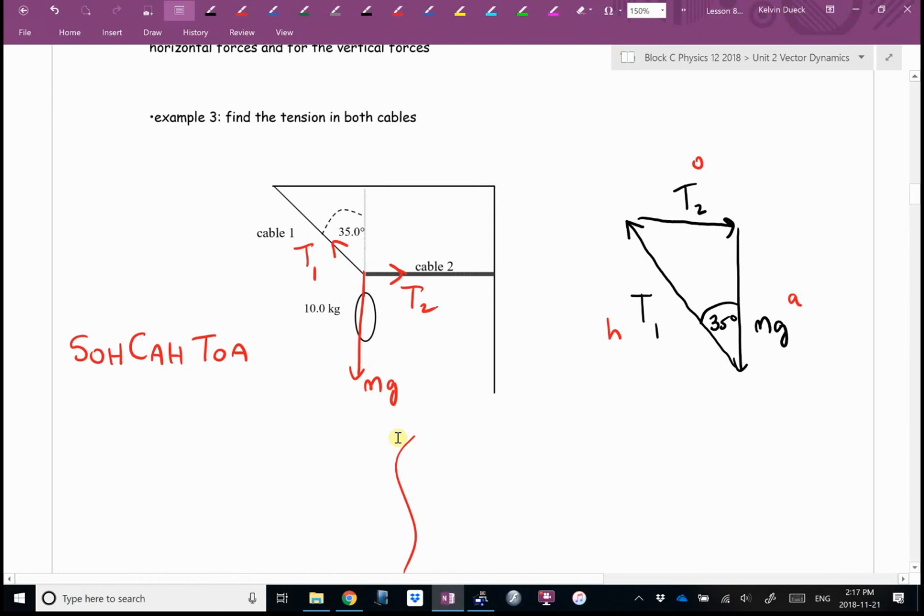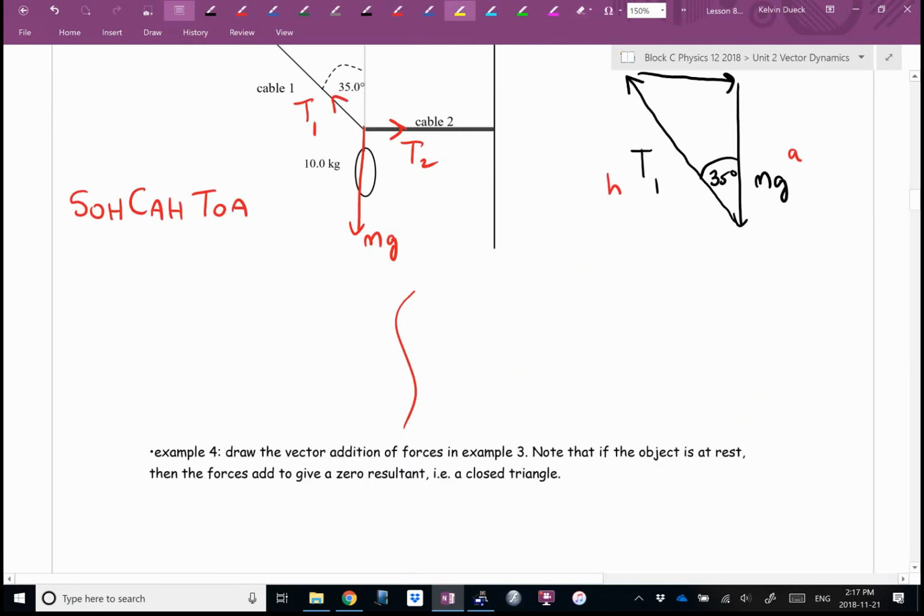So I'm going to use mg to find the other ones. To find tension 1, I'm going to use... Aisha, which one? Cos, you say. So as a trig function, it's going to look like this: cos theta equals mg over tension 1.